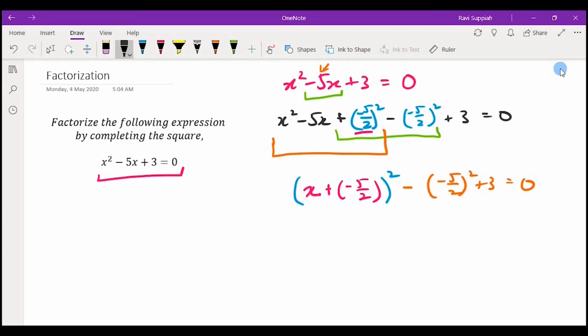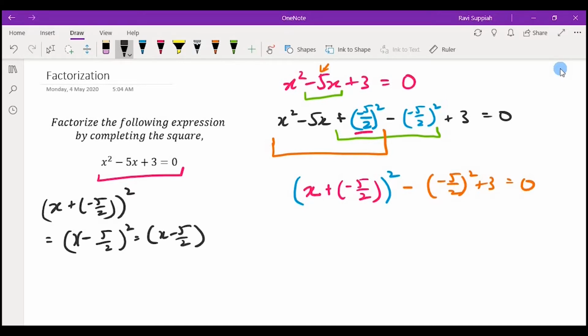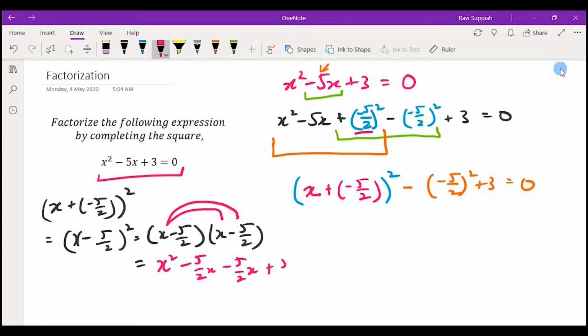I'm going to do an expansion here to show you. x plus minus 5 over 2, squared. Plus and minus is minus, so it's x minus 5 over 2, squared, which is x minus 5 over 2 times x minus 5 over 2. After expanding, you get x squared, then minus 5 over 2 x, again minus 5 over 2 x, plus (5 over 2) squared.